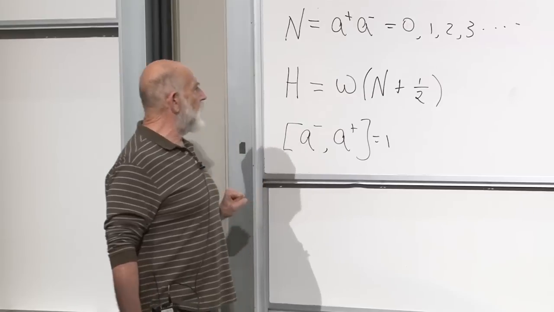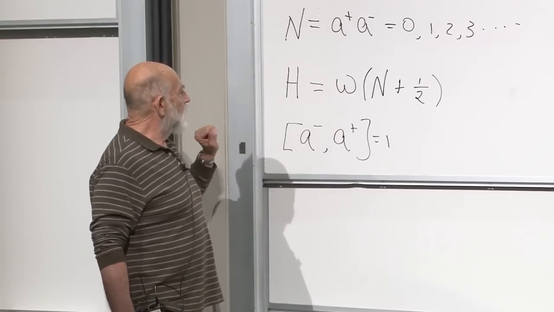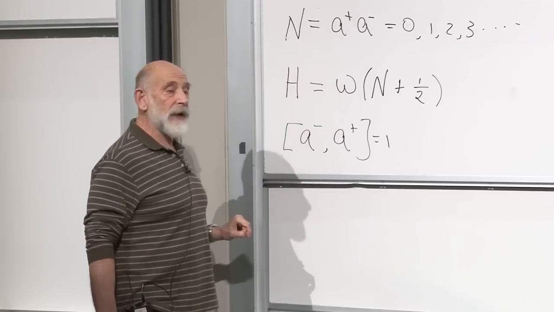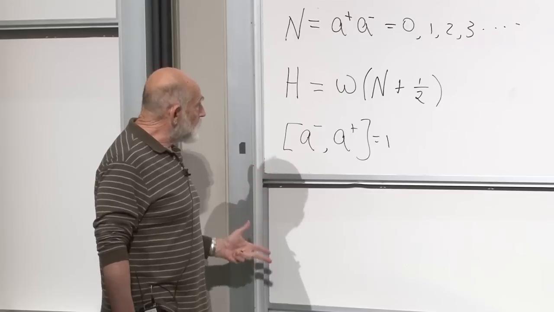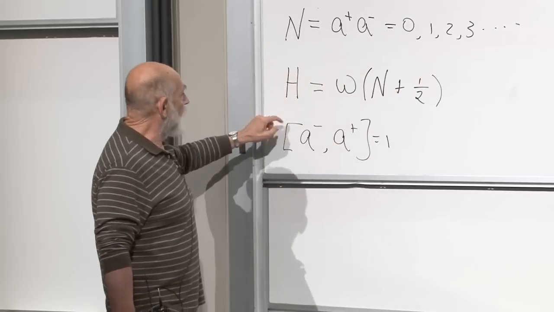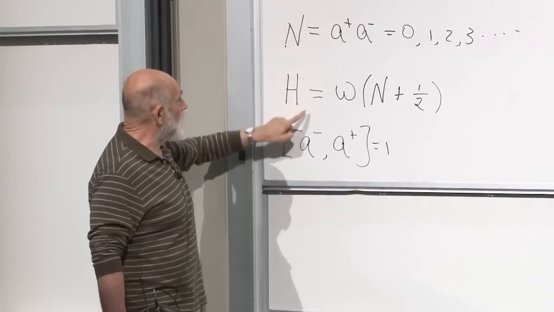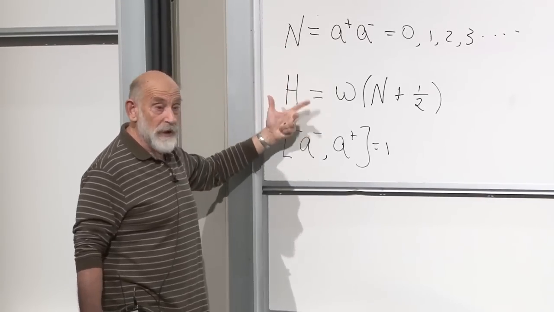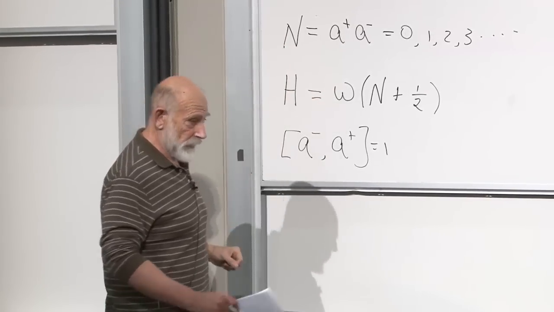This commutation relation, together with the definition of n, tells you that n is quantized in integers, and the connection with the Hamiltonian is such that the Hamiltonian, or the energy levels, are these.